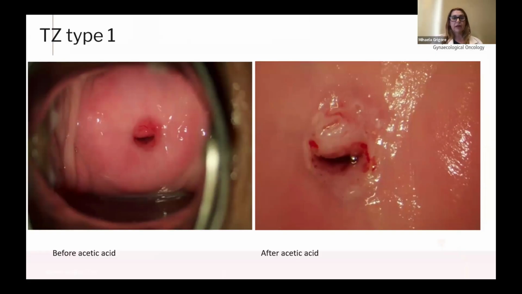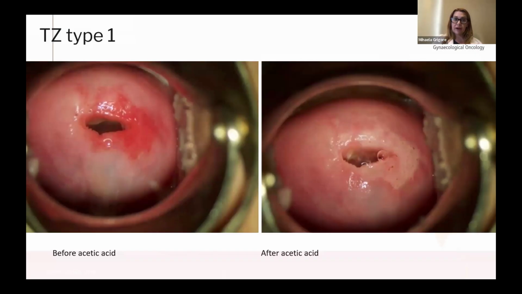For example, here we have a transformation zone type 1. We have the image before and after acetic acid. We clearly see here the new squamocolumnar junction, and here, I hope you see my pointer, you see the original squamocolumnar junction. So this area is the transformation zone. So if we are looking for an abnormal area, here we must look and inspect very carefully.